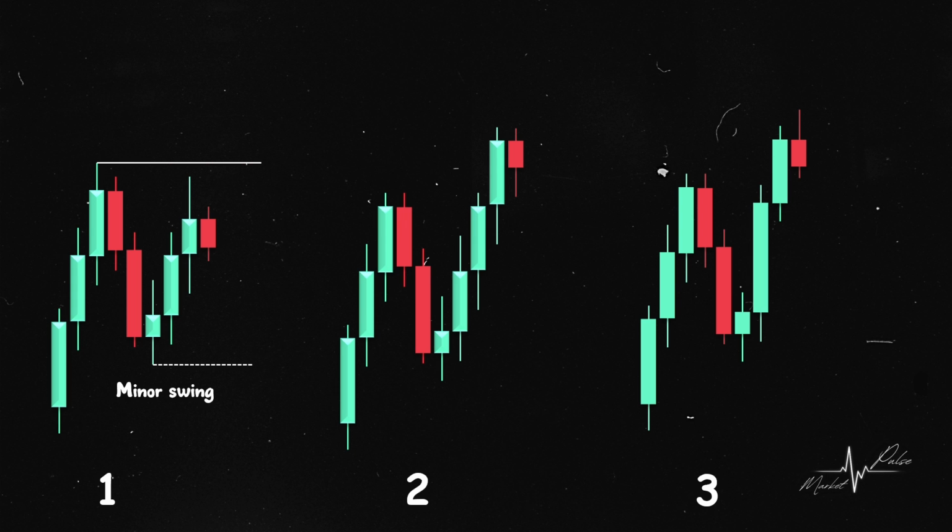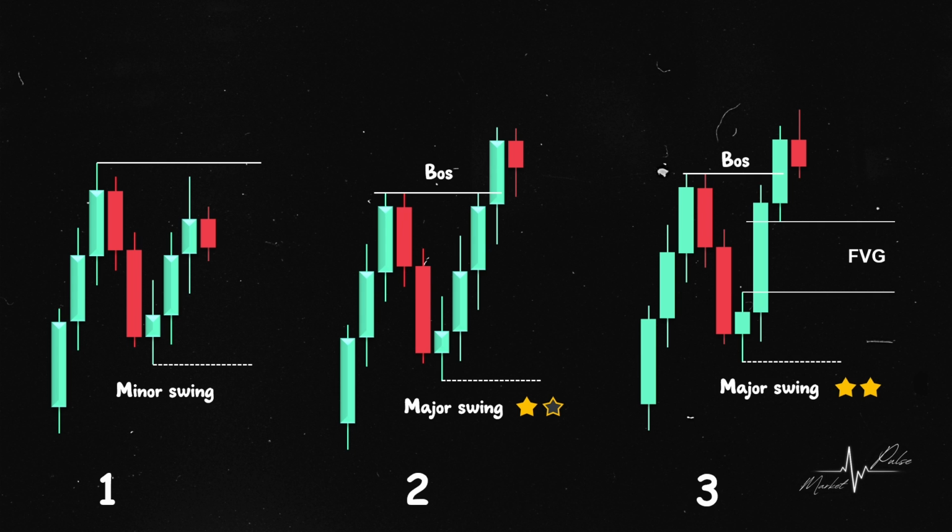The first one does not show a break of structure or an imbalance, so it is considered a minor swing. Breaking below this level does not indicate a shift in momentum or a reversal. The second one is the origin of this breakout but lacks the imbalance. Therefore, it is considered a major swing but with only 1 star. The third one is the origin of the breakout and has created an imbalance, making it a major swing with 2 stars. I hope this isn't confusing.